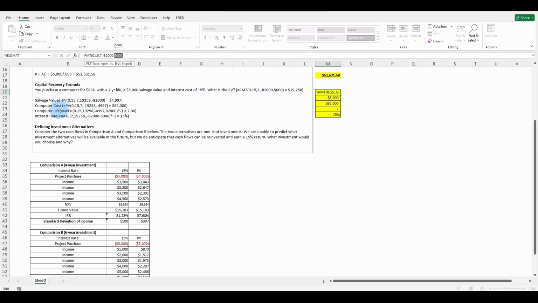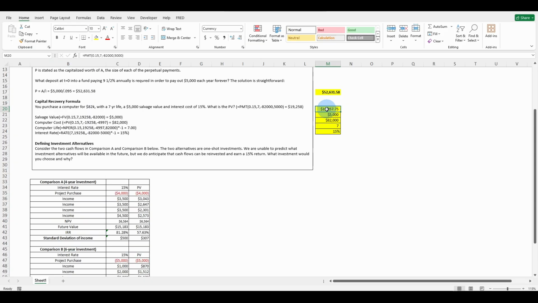$19,258. The reason being, you have to take this future value, $5,000, 15%, 7, take a future value here. I'm just going to show you here. I'm going to try to explain this. We're going to take the future value. What's this future value worth? We took 15, 7, 82. Right here, I changed this around. What this should be is salvage value is 19,258, this number here, and then the 82,000. 15, 7, 19,258. Why is it showing $5,000?